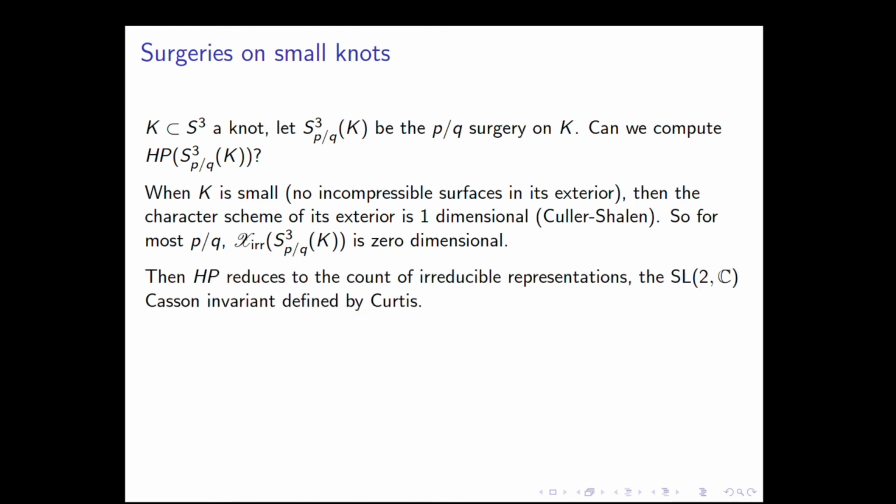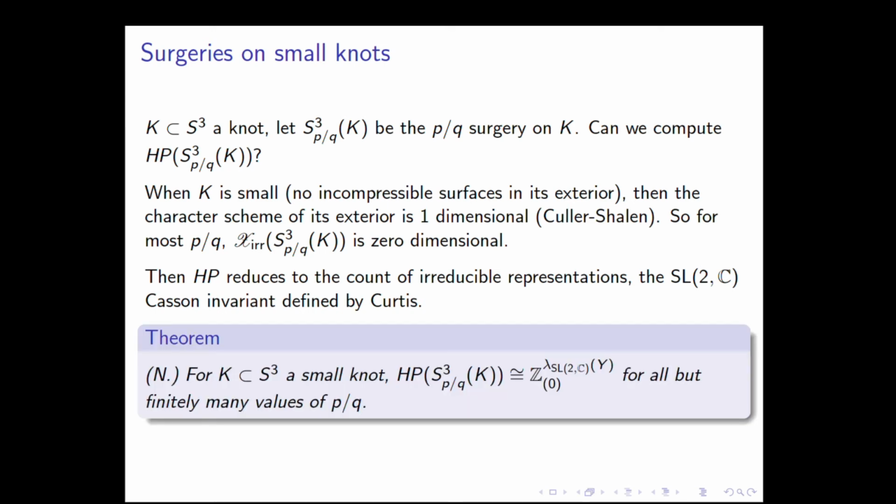So in that case, the invariant HP is nothing more than just a count of the irreducible representations, because we just have a zero-dimensional scheme. And the invariant will then just be a copy of Z in degree 0, one copy for each of these points. Well, it turns out that this count of irreducible representations was already defined by Cynthia Curtis. It's called the SL2C Casson invariant. Hopefully that's not too confusing with the sheaf-theoretic SL2C Casson invariant that I just defined. Essentially, that's some sort of refinement of this.